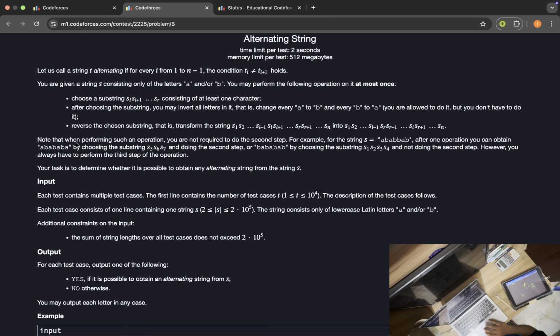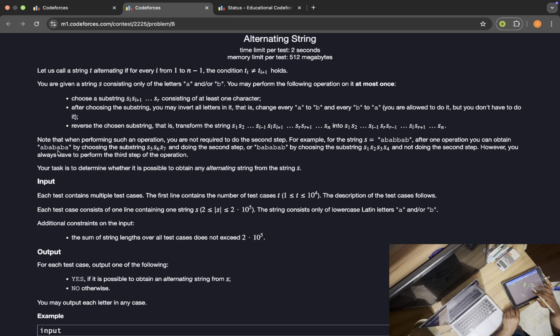Note that when performing such an operation, you are not required to do the second step. For example, for the string ABABBAB, after one operation you can obtain ABAABA by choosing the substring 567 and doing the second step, or something by choosing the substring and not doing the second step. However, you always have to perform the third step of the operation. Okay, this one I guess.